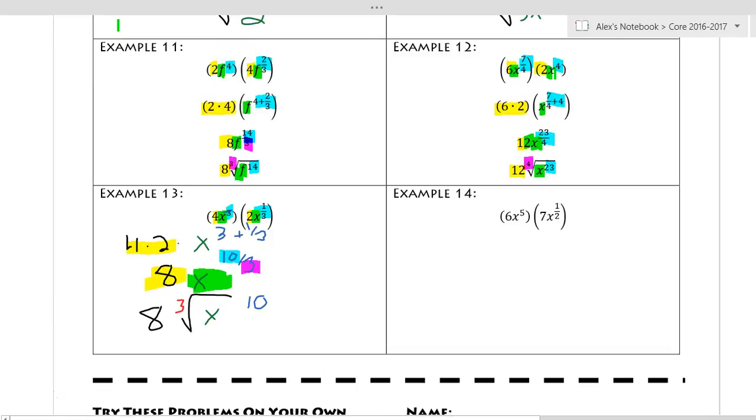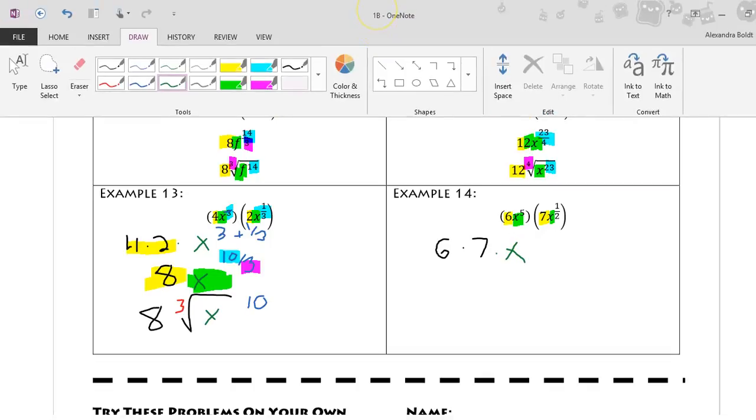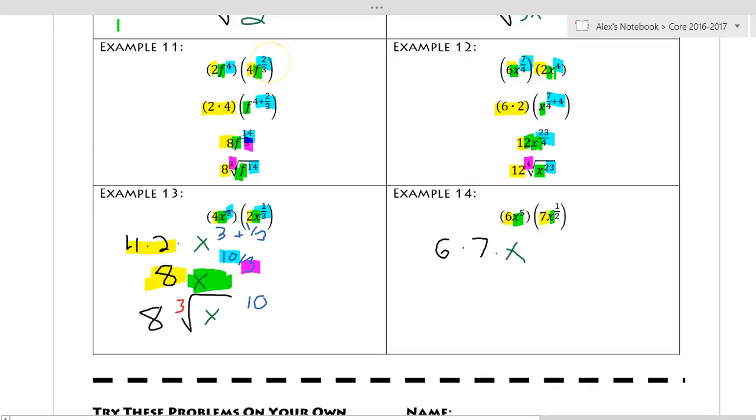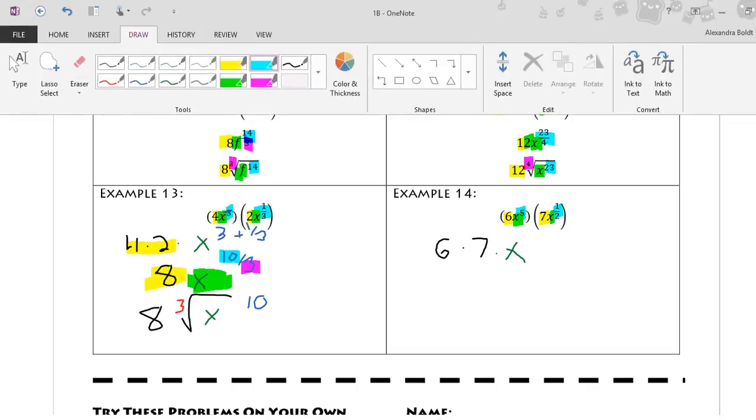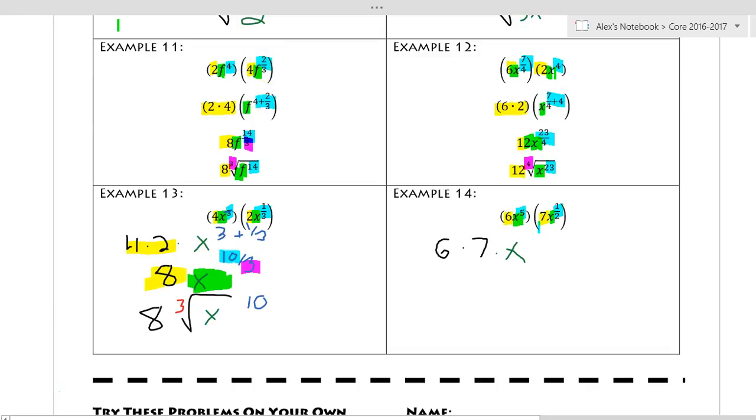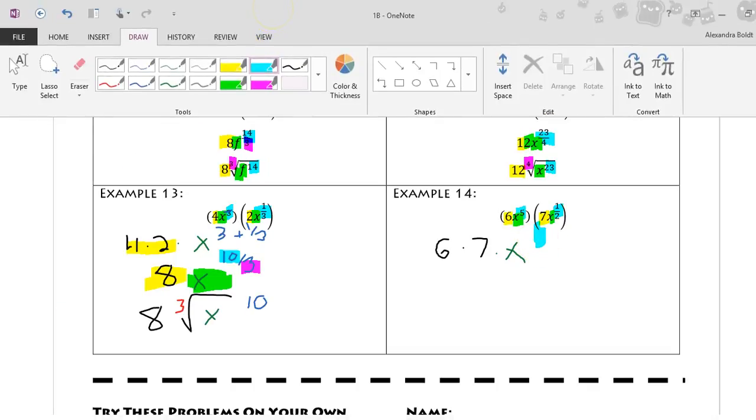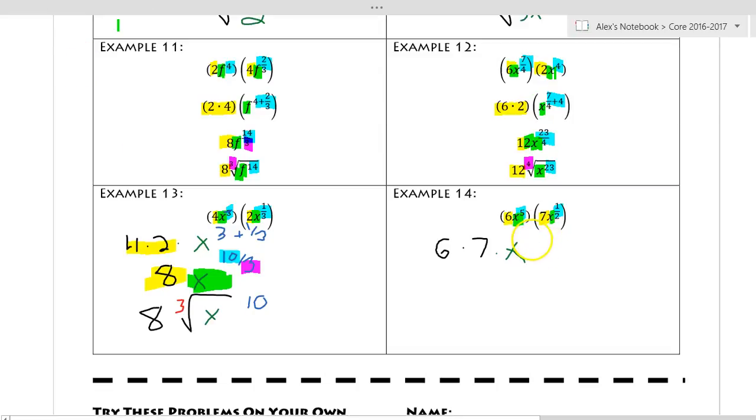Looking at example 14, same thing. Start with my coefficients. I multiply those. So I have 6 times 7. Then I want to find my base, and here again my base is x. That does not change. Your base does not change. And then since I'm multiplying, I'm adding those exponents. So 5, that's not going to do anything. 5 plus 1/2.